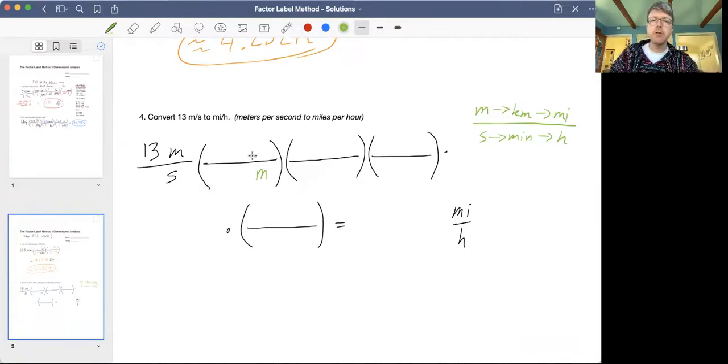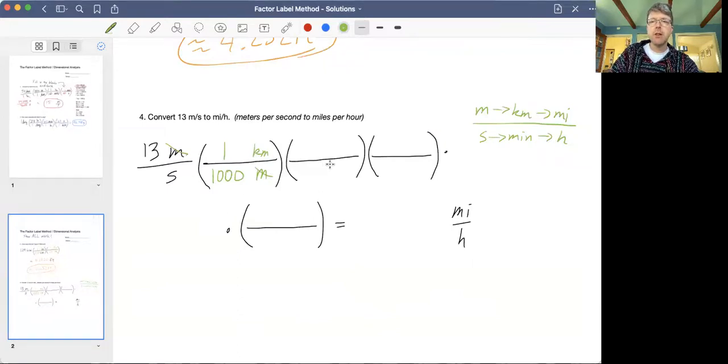So let's go from meters to kilometers. Now, we already know that there are 1,000 meters in 1 kilometer, because that's what kilo means. Kilo means 1,000. Well, that makes sense. Cancel out the meters. There we go.